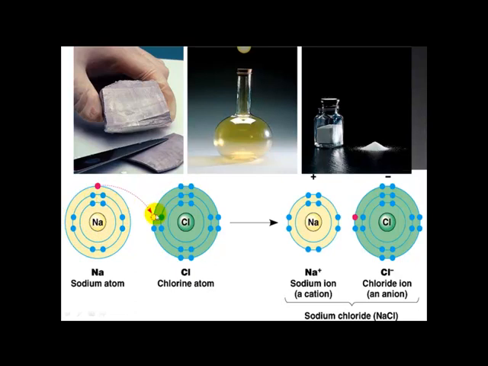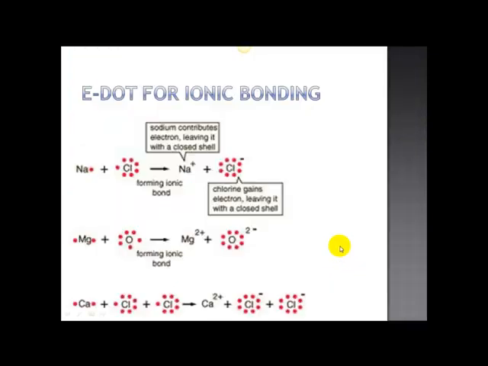Chlorine only needed 1 more. Being in group 17, it had 7 valence electrons. It just needs 1. So this is a win-win situation. But when sodium loses an electron, it becomes positive. When chlorine gains, it becomes negative. And you've always heard opposites attract. So Na sticks to Cl, and there you go, table salt.